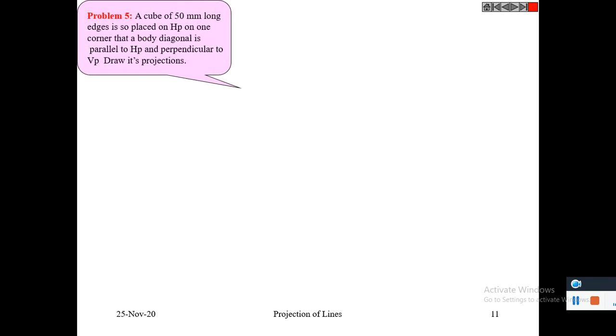A cube of 50 mm long edges is so placed on HP on one corner that a body diagonal is parallel to HP and perpendicular to VP. Draw its projections.